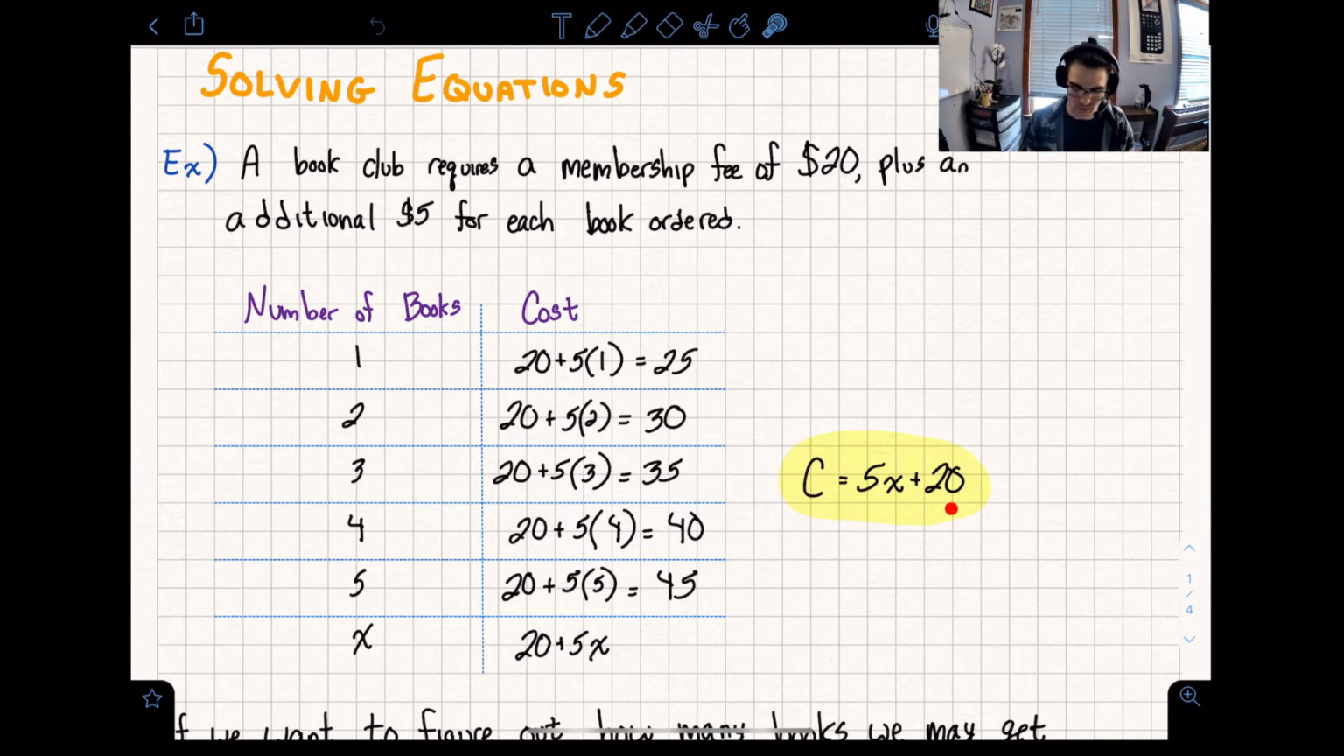And then we can come up with an even more generalized equation. C for the cost equals 5x, $5 times the number of books, plus our $20 fee. C equals 5x plus 20.